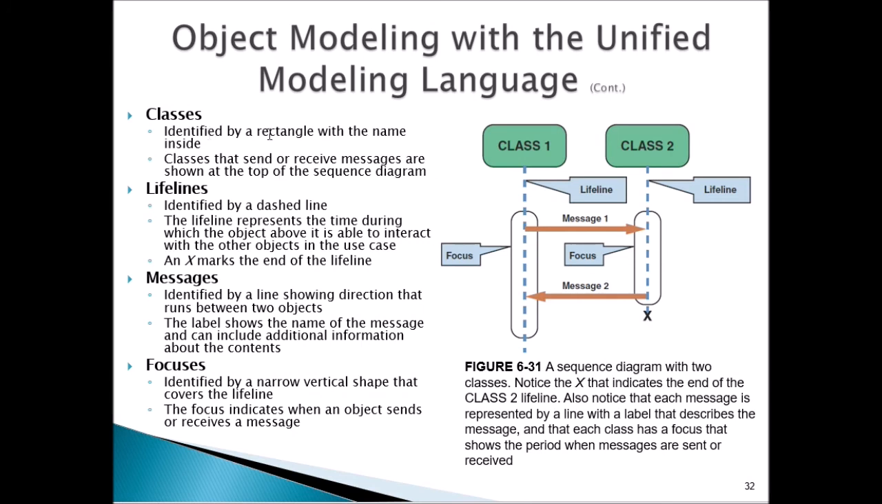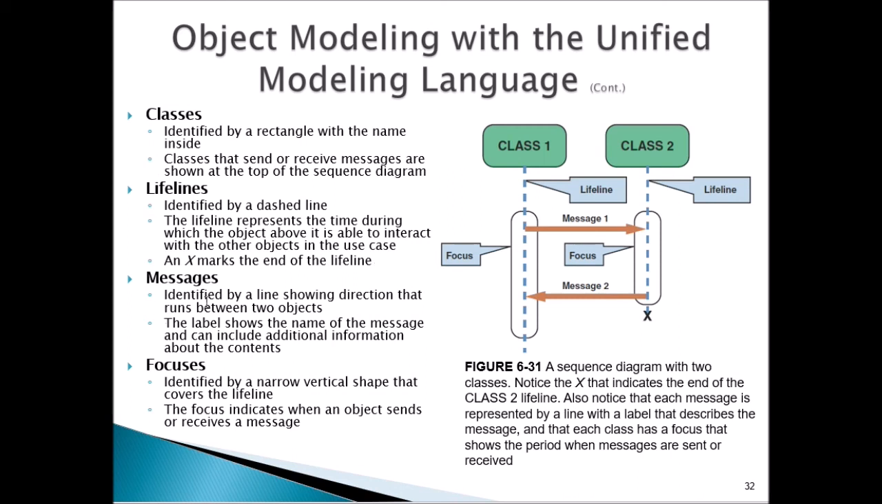Classes are identified by a rectangle with the name inside. Class 1, Class 2. Classes that send or receive messages are shown at the top of a diagram. The lifeline is identified by a dashed line, so right here. The lifeline represents the time during which the object above it is able to interact with the other objects in the use case, and an X marks the end of a lifeline.